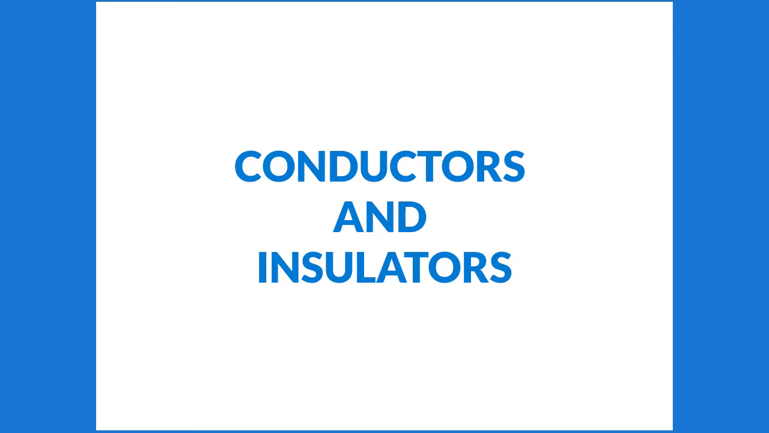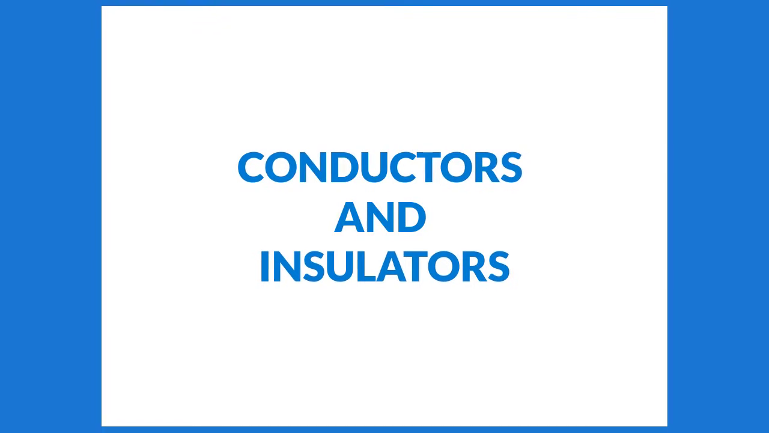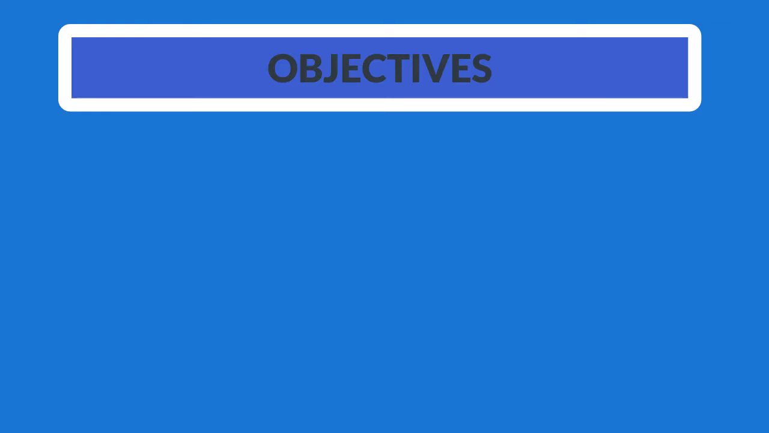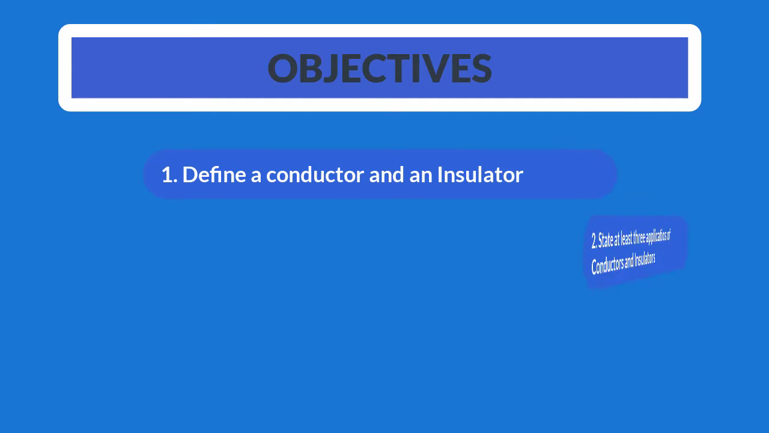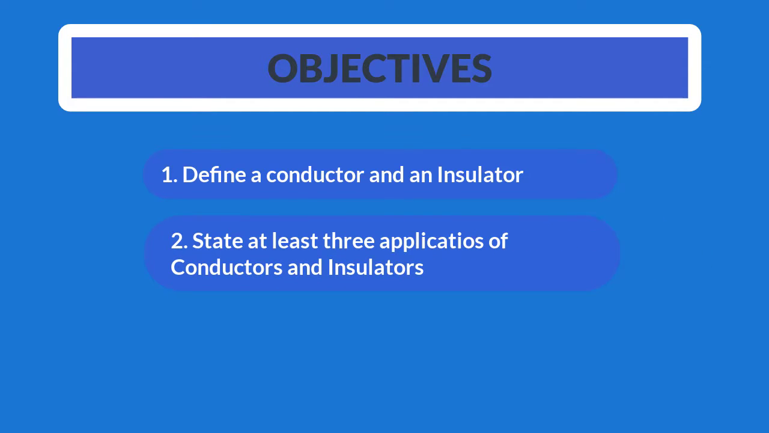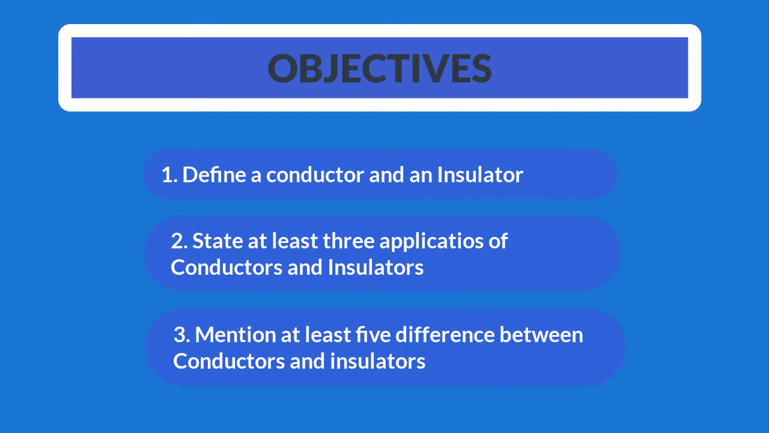In this lesson, we will be talking about conductors and insulators. By the end of this video, you should be able to: 1. Define a conductor and an insulator. 2. State at least 3 applications of conductors and insulators. 3. Mention at least 5 differences between conductors and insulators.